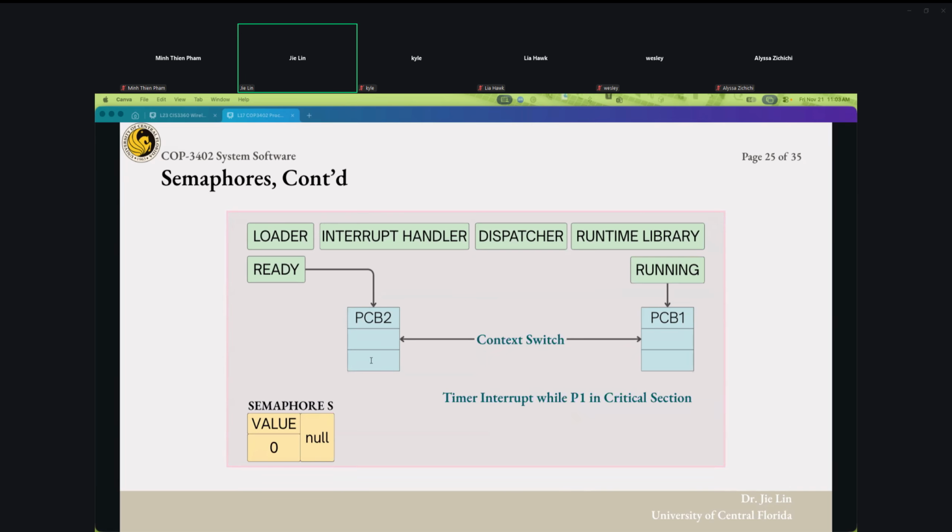While P1 is executing its critical section, a timer interrupt occurs. It means somebody is doing the context switching. This will temporarily move P1 from the running state back into the ready state, the ready queue. However, more importantly, recognize that P1 is still holding the semaphore. The critical section remains occupied, even though P1 is momentarily paused.